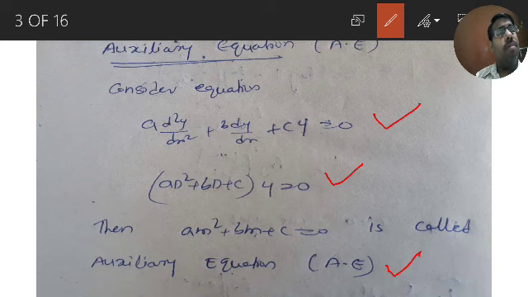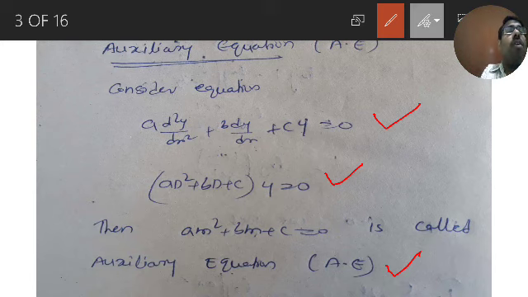General form, then we can write operator form. From operator form you can write auxiliary equation. Once we get auxiliary equation, you can find roots. By finding the roots, then we can write general solution. So how can you write general solution after finding the roots? That's what we are going to learn now.